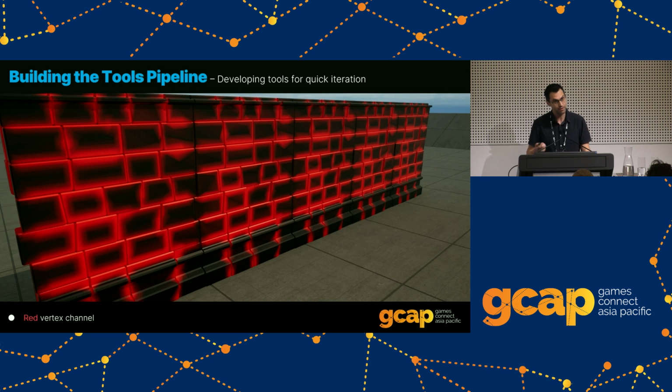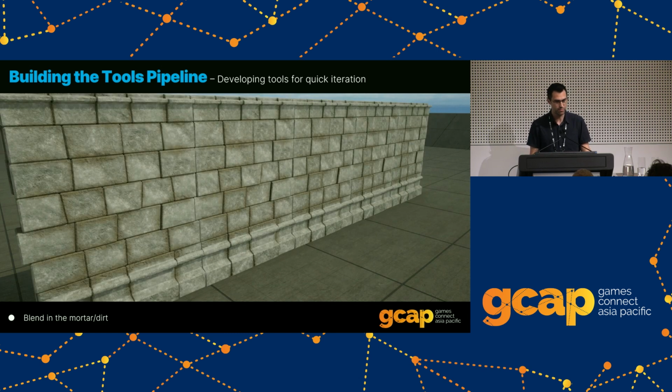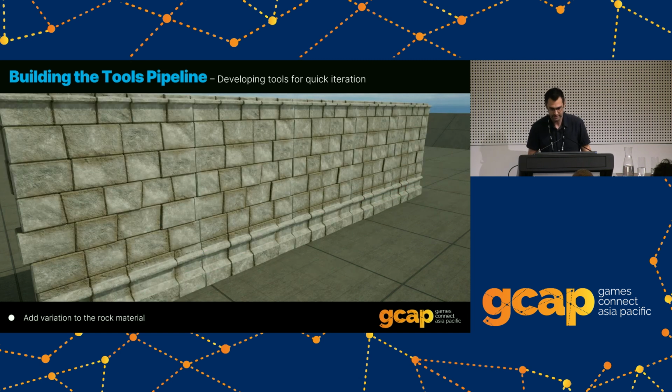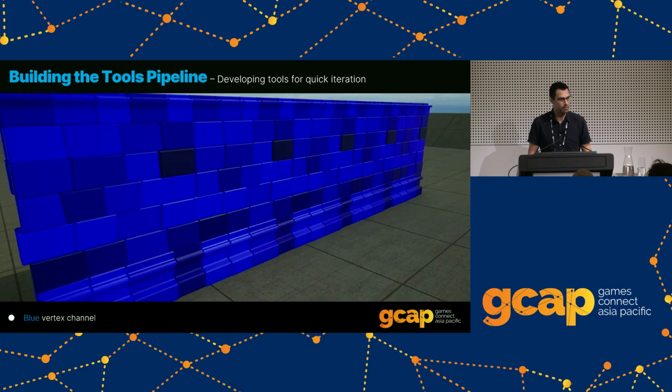So we have the red channel. So this is for the dirt or the mortar. So we just have our standard bricks, and we're putting our dirt on. Then we get the green channel because we want to add some variation to the base of the kit. So then we just change the diffuse color, right? And then we have our blue.